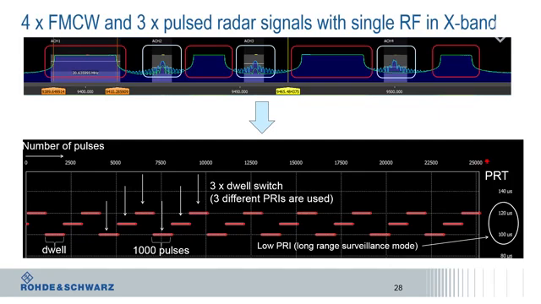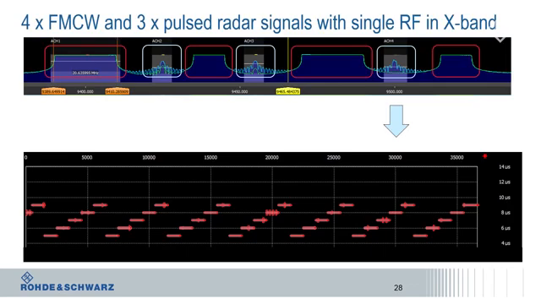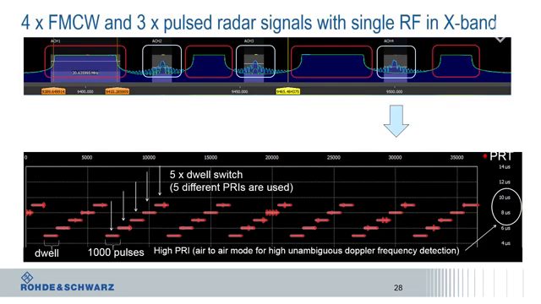Let's look into the next pulsed radar signal. The figure is the same, just the scale is different. Now this radar uses high PRI, which is a typical air-to-air mode for high Doppler frequencies. With high PRI, the unambiguous range is very high, which is mandatory for that radar mode. There are 5 dwell switches, so the PRI is changed 5 times. Again, one dwell has 1000 pulses.